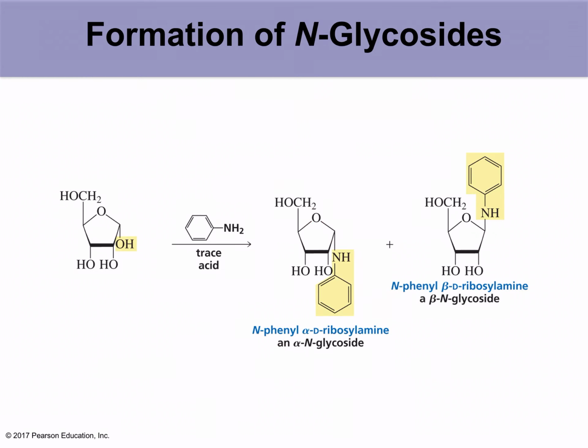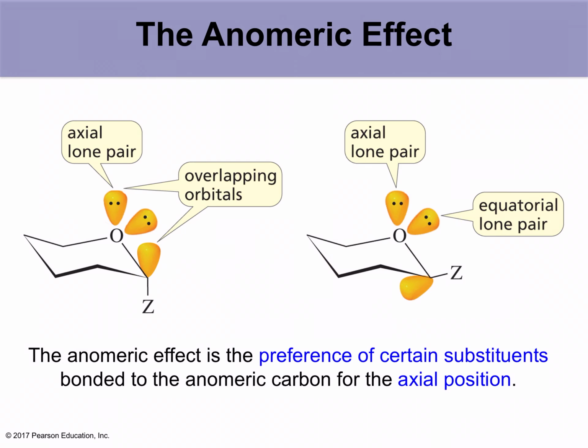Okay, so that is the oxygen glycosidic linkages, and similarly we can have nitrogen glycosides as well. So this sugar reacting with aniline with a trace of acid, this OH can be replaced with the aniline group. Okay, that is an N-glycoside, N-phenyl alpha D-ribosylamine, alpha N-glycoside, or it could be N-phenyl beta D-ribosylamine or beta N-glycoside with the nitrogen. Just wanted to show you that. And we talked about the anomeric effect.